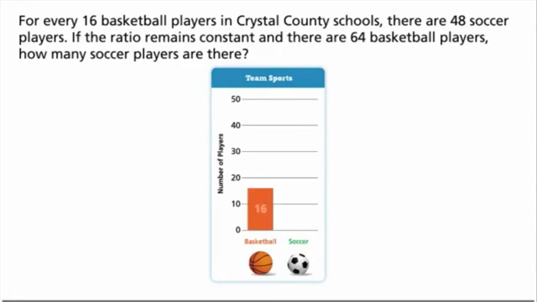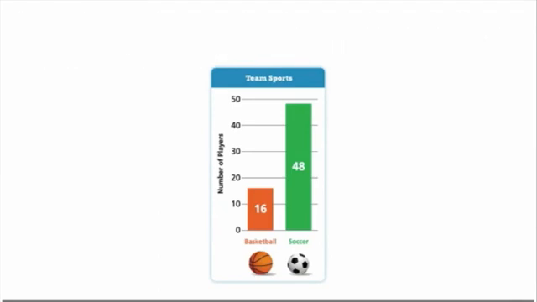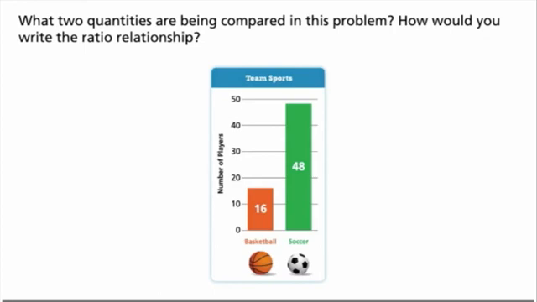For every 16 basketball players in Crystal County schools, there are 48 soccer players. If the ratio remains constant and there are 64 basketball players, how many soccer players are there? What two quantities are being compared in this problem? How would you write the ratio relationship?